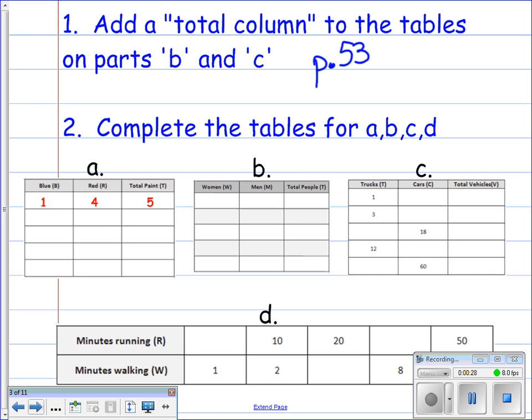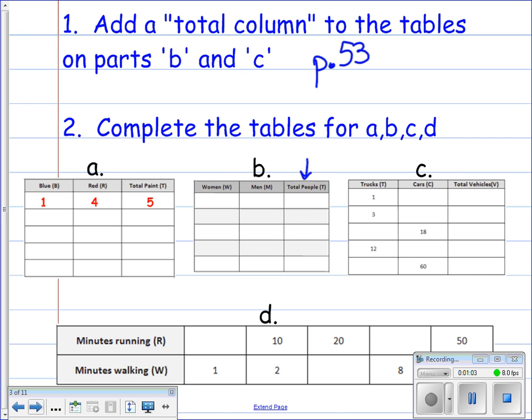And on page 53 and 54, there are 4 ratio tables that we didn't get to yesterday. So when I finish explaining the directions, then you can begin, but stay with me. So the first thing you're going to do is add a total column to the tables on parts B and C. So part B, you're going to add this total column. Now be careful. Make sure you're highlighting the key information that they're giving you before putting it in the table to make sure that you have the correct order.